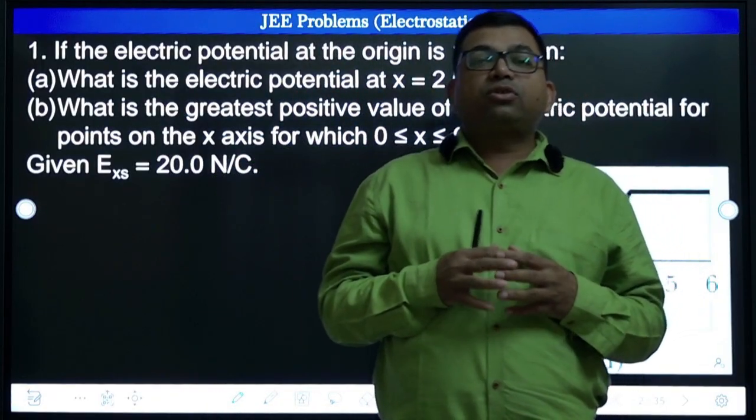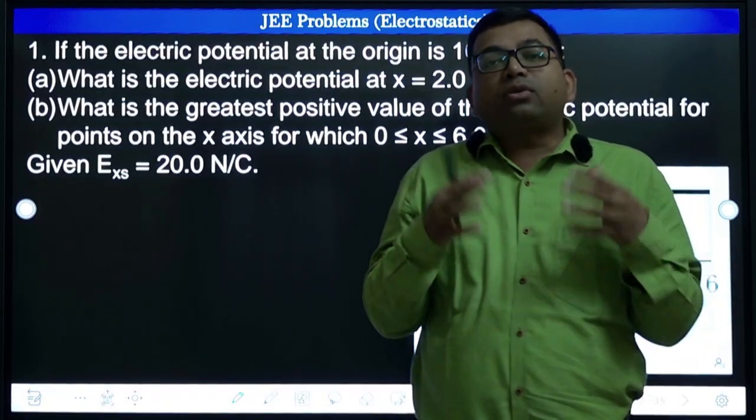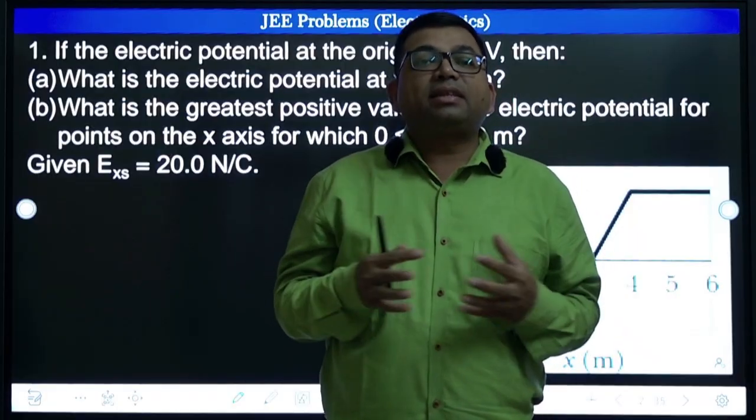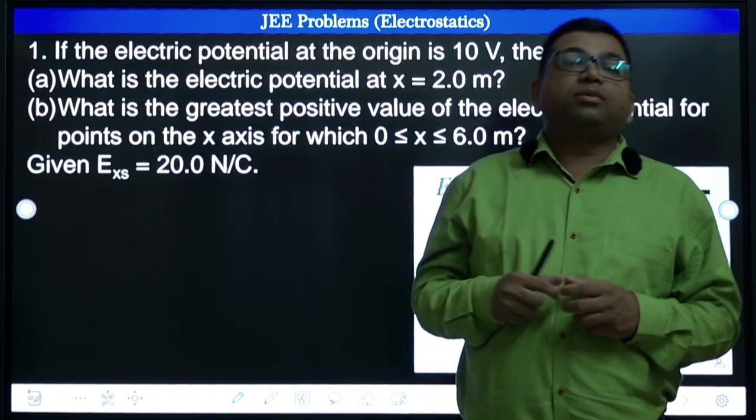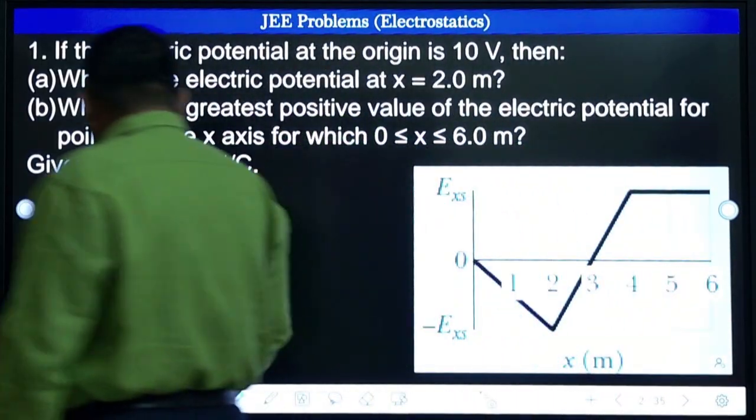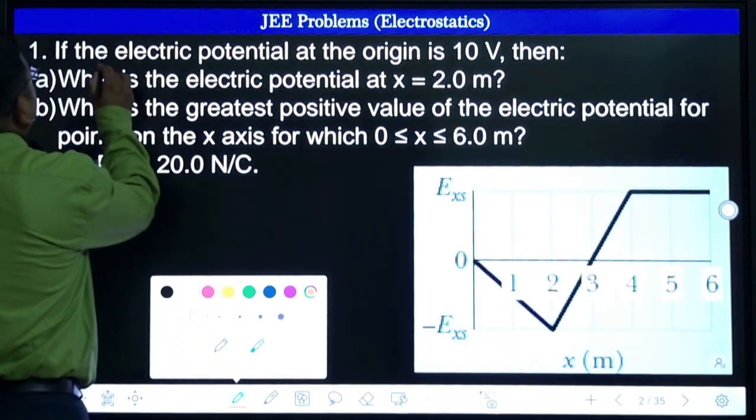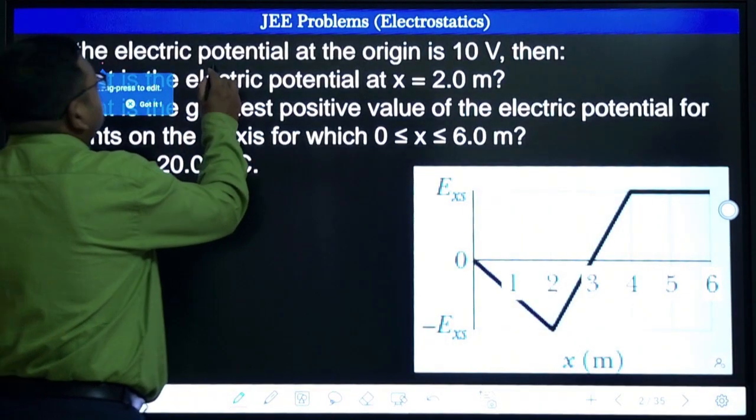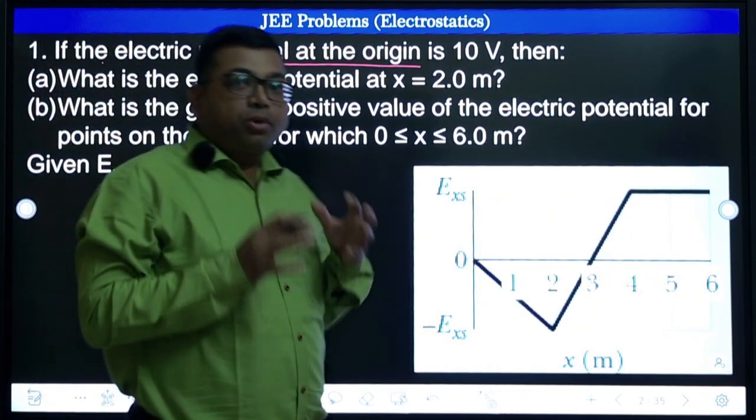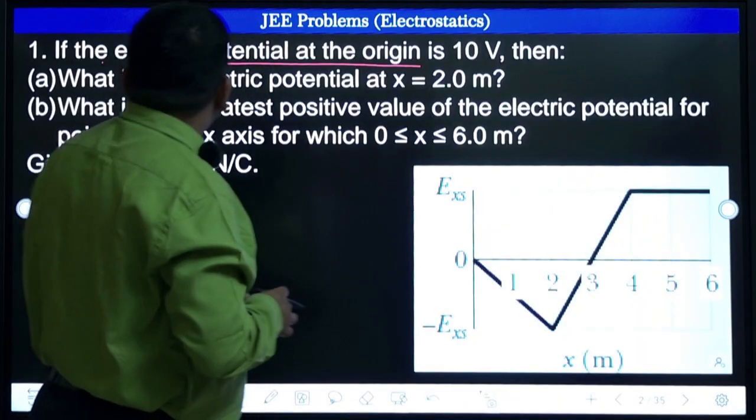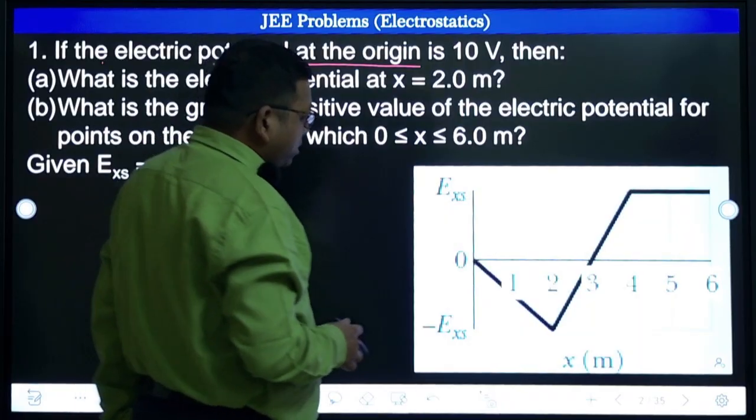Hello students. In this series we are going to see some questions on electrostatics: potential, potential energy, dipoles and related topics. So let us start with these questions. Question number 1 says: if the electric potential at the origin is 10 volt, what is the electric potential at x equal to 2 meters?